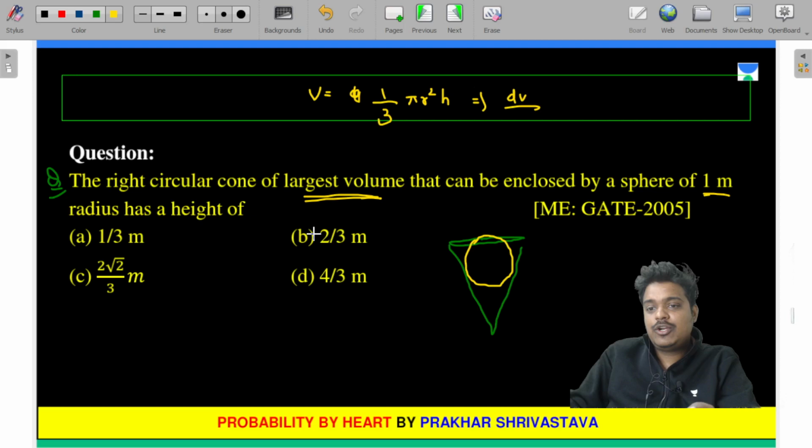And what is the total height of the cone? The total height of the cone will be equal to 1, that is the radius of the sphere, plus root over 1 plus r square. So this is the height of the cone.